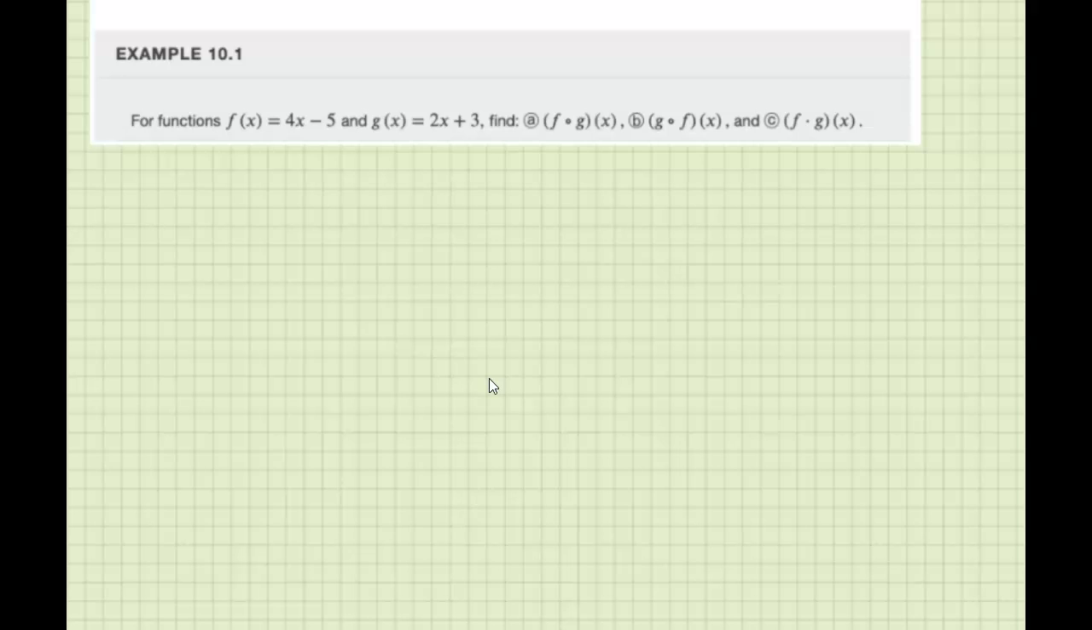In part A, we're asked to find f of g of x. This means that you are plugging the g function into the f function. The procedure is you start with the f function, so we have 4x minus 5. But the x gets replaced by g of x. So you erase all the x's in the original f function and you write g of x instead.